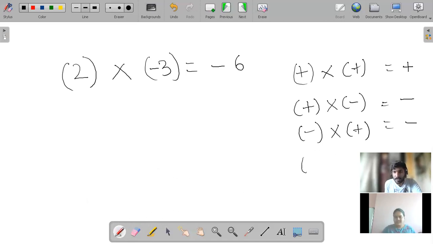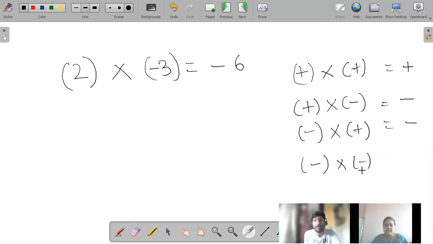The last thing also we will do. Minus into minus, minus multiplied by minus. This will give you minus. No, this will give you plus. Negative multiplied by negative gives positive. Is this clear?